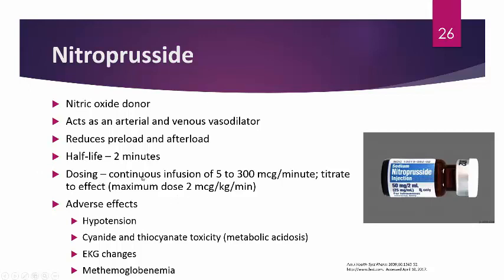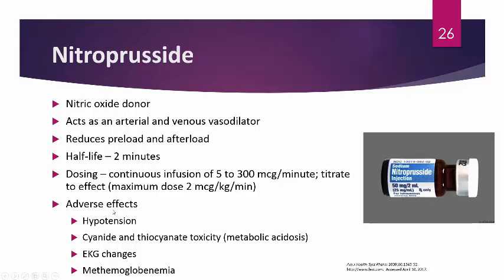It's a continuous infusion ranging from 5 to 300 mics per minute. Again, it's titrated to effect like the other agents. Of note, the maximum dose is 2 mics per kilo per minute. So you'll notice that the actual dosing max units here are different than the continuous infusion units here. So make sure that you check the weight of your patient whenever you're giving this agent, depending on your institution and how they like to dose nitroprusside.